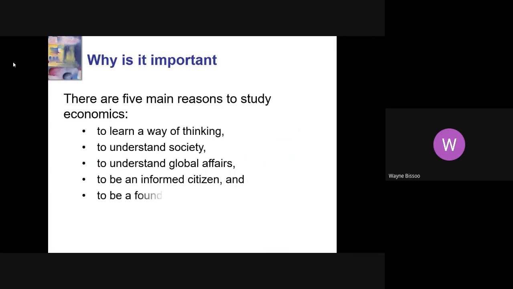And then the last one is fairly basic. It's a foundation for further study. In your program, for all of you who are doing one of our management programs, you are going to require the information from this to help support your understanding and development in the rest of the program. So it's a foundation for further study across the board. All right, so those are the 5 reasons that we've come up with why it's important to study economics.